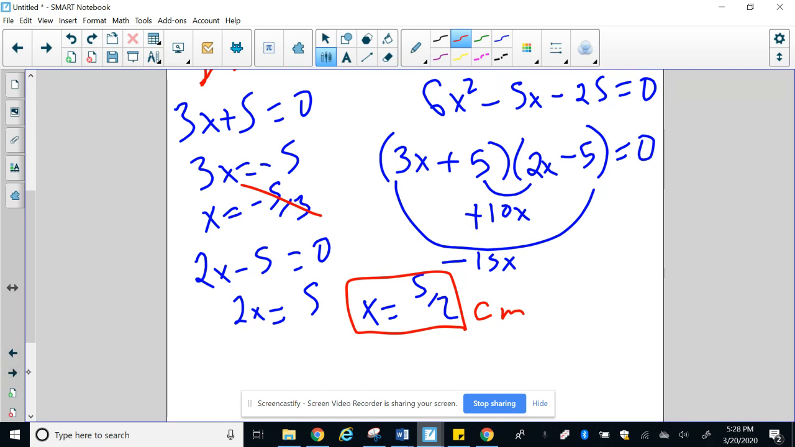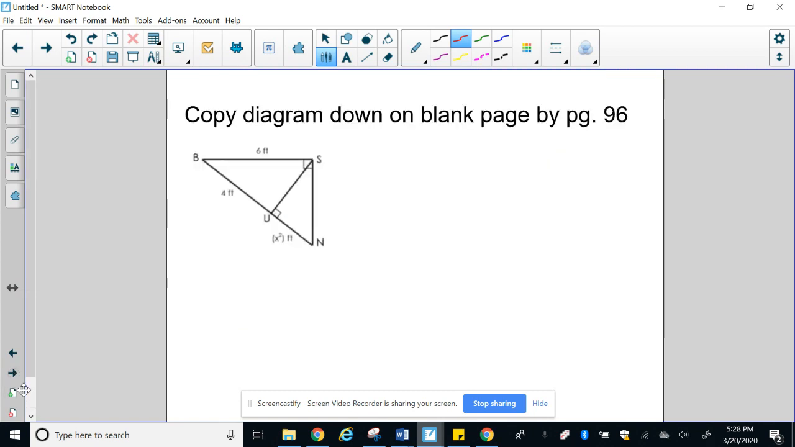Okay, let's do one more like that. So again, let's copy this down on page 96 on a blank page. This one's another good problem type that's a little different than the last one. Same idea, we have an altitude constructed from our right angle to that opposite side. We have the three triangles formed.